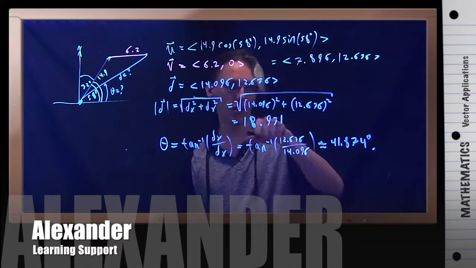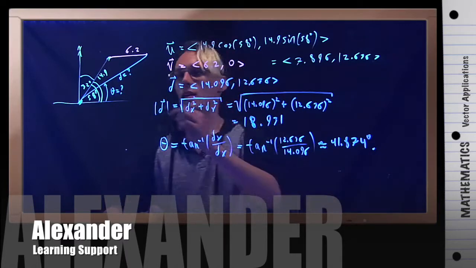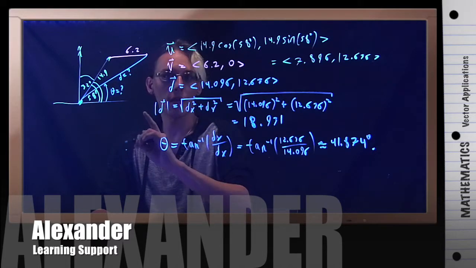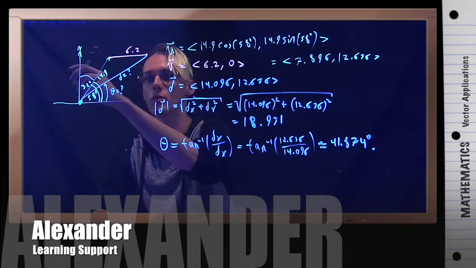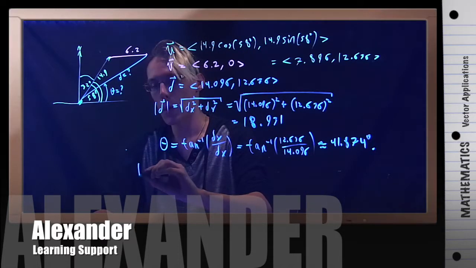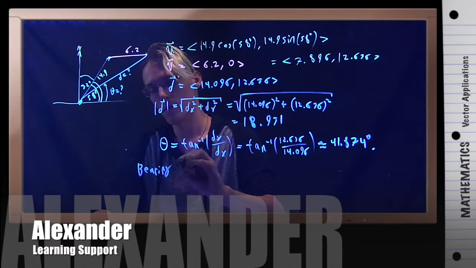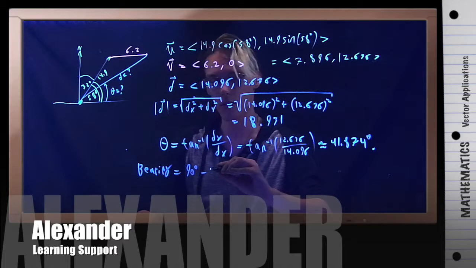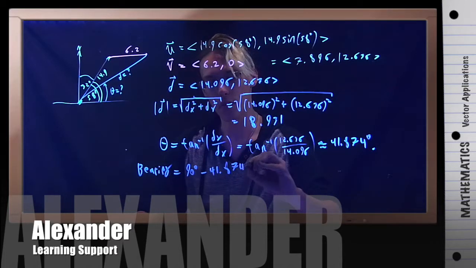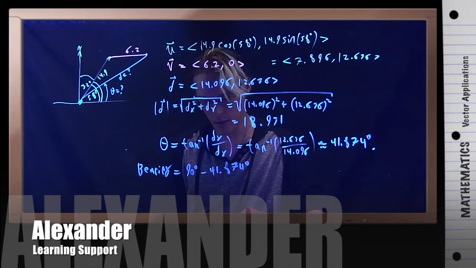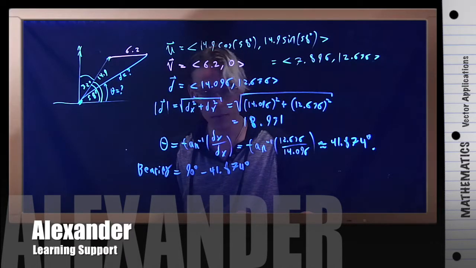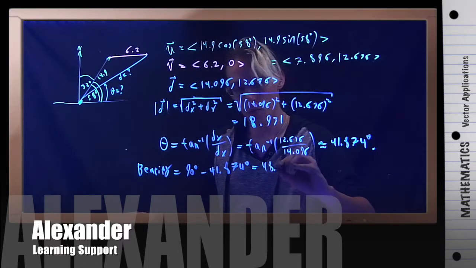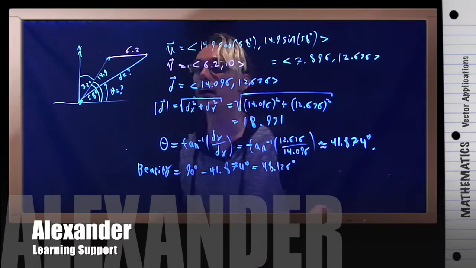So there we go. Oh, there we almost go. This is 41.874 degrees. This is the angle from the east line directly up. But would that be my bearing? No, because bearing is always from the north line. So as a final step, my bearing is going to be 90 degrees minus this value, 41.874 degrees. And when I do that, I get 90 minus 41.874, I get 48.126 degrees. And there we go.